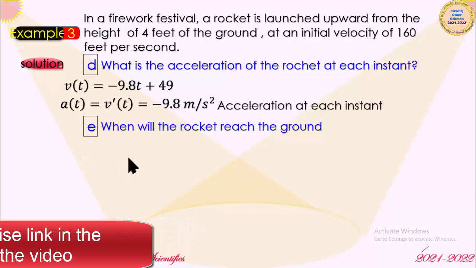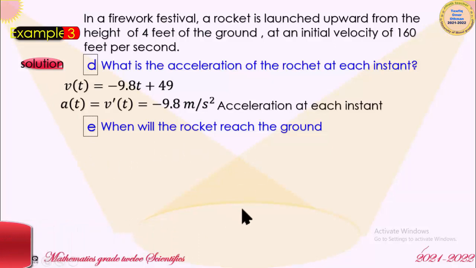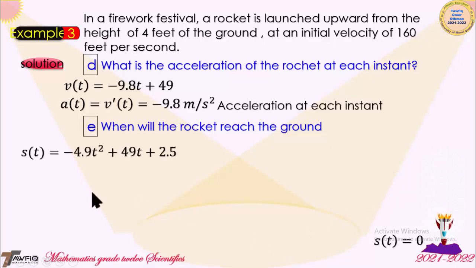E. When will the rocket reach the ground? When the rocket reaches the ground, that means the distance is 0. That means s(t) is 0. As you can see here, the distance is 0. Therefore, take the distance and set it equal to 0. Therefore, minus 4.9 t squared plus 49t plus 22.5 is equal to 0.